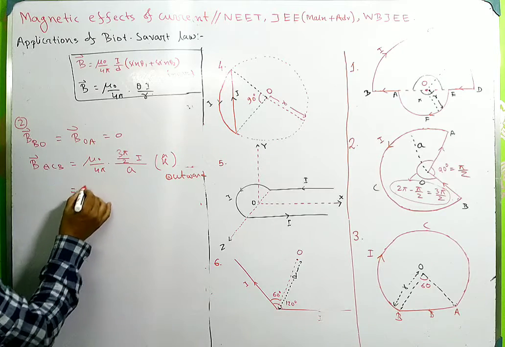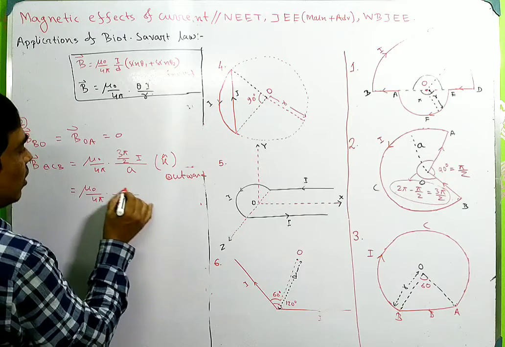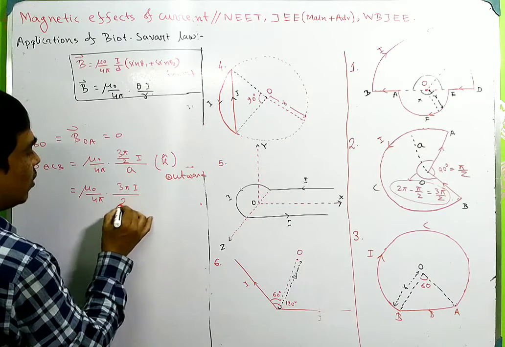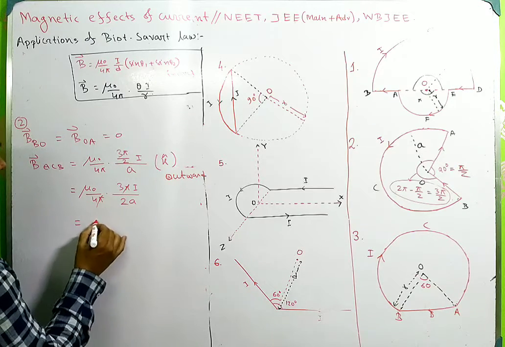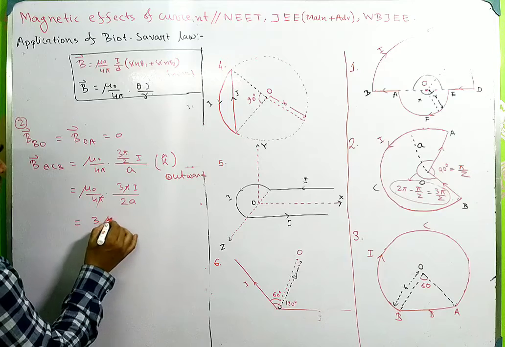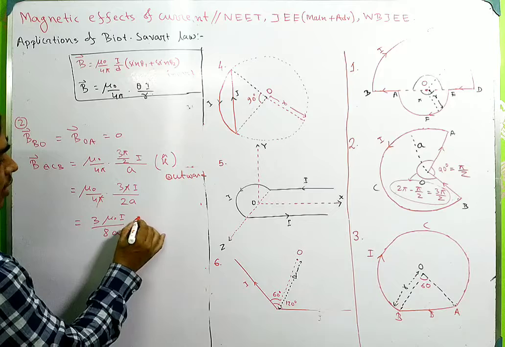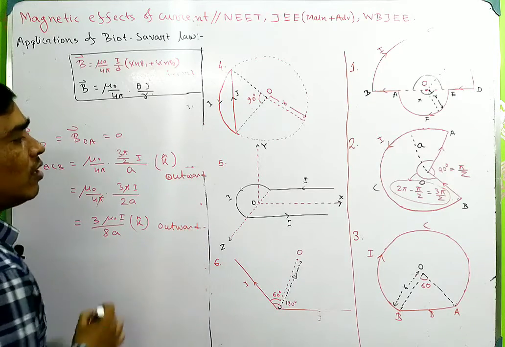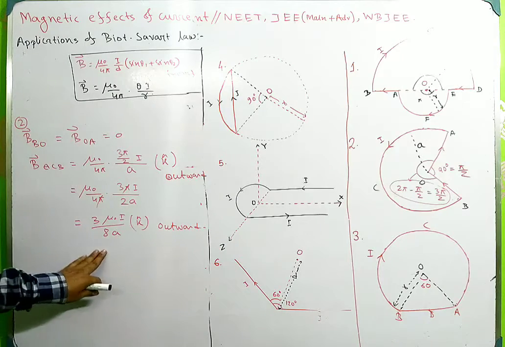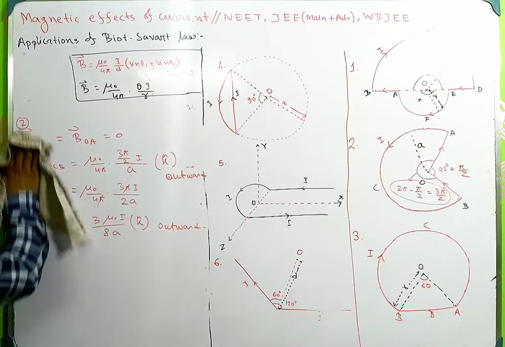So in this case it will be mu 0 by 4 pi into 3 pi I by 2a. So pi cancels out, so it will be 3 mu 0 I divided by 8a, along the direction of k cap, that means outward. Okay, so this is the solution of this problem number 2. Now I will solve the problem number 3.